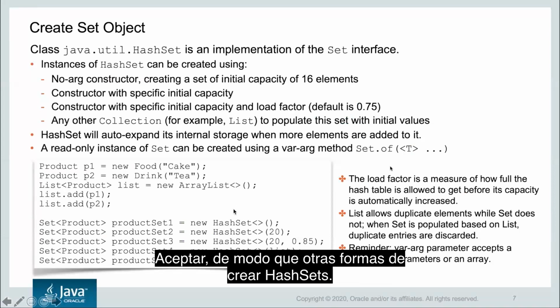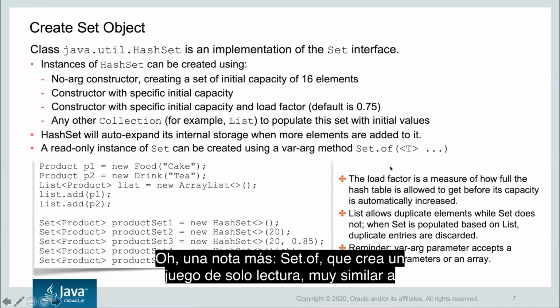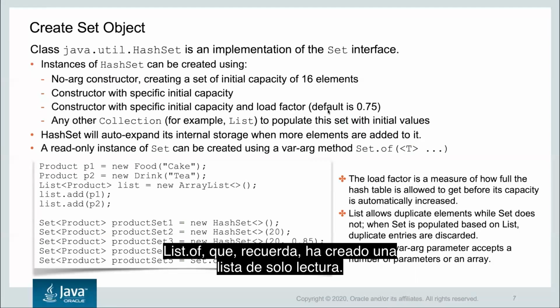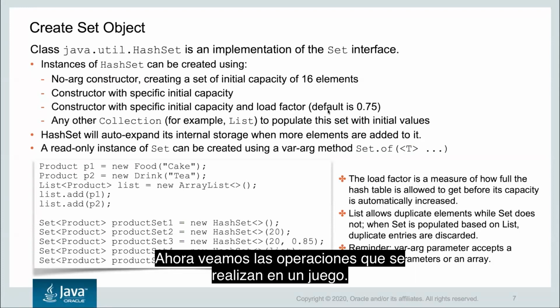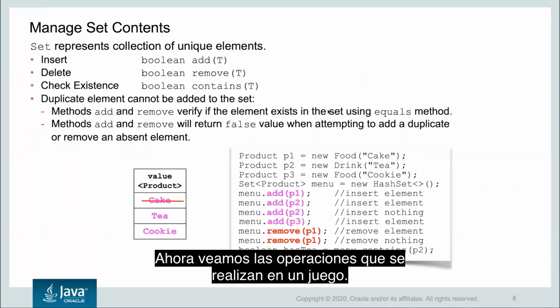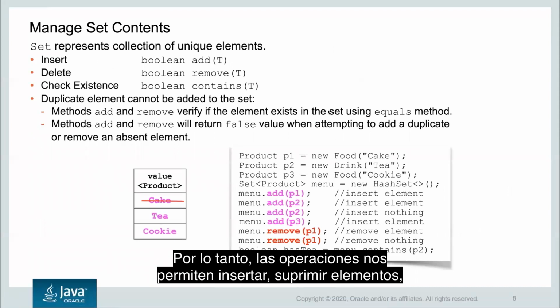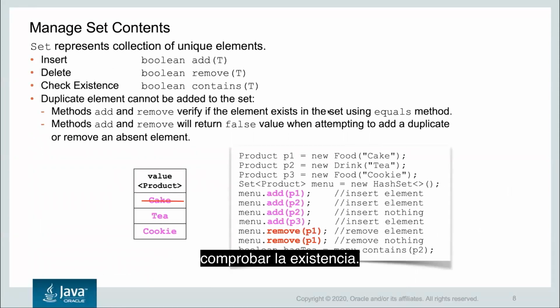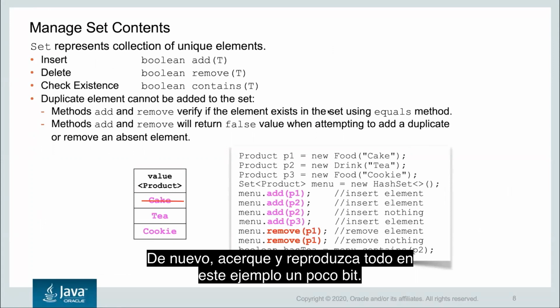Okay, so these are the ways of creating hash sets. One more is Set.of, which creates a read-only set, very similar to the read-only list which we created. Now, let's take a look at the operations we perform on this set. Operations allow us to insert, delete elements, and check existence. Again, let's zoom in and play around with this example.